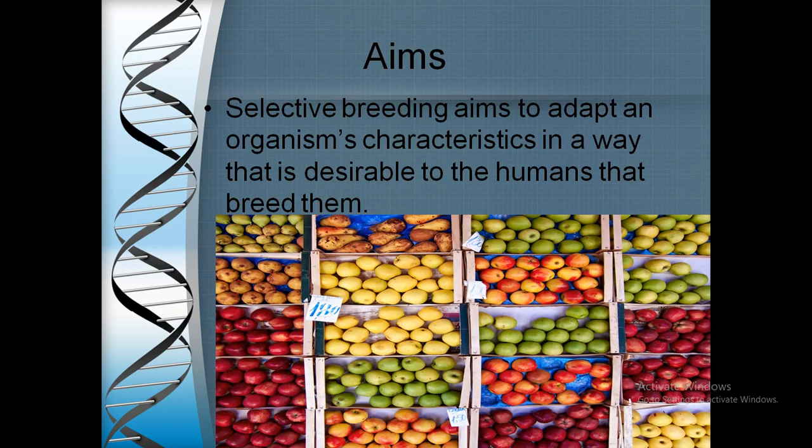Aims. Selective breeding aims to adapt an organism's characteristics in a way that is desirable to the humans that breed them. In other words, we can say that we breed organisms for the benefit of human beings or mankind.